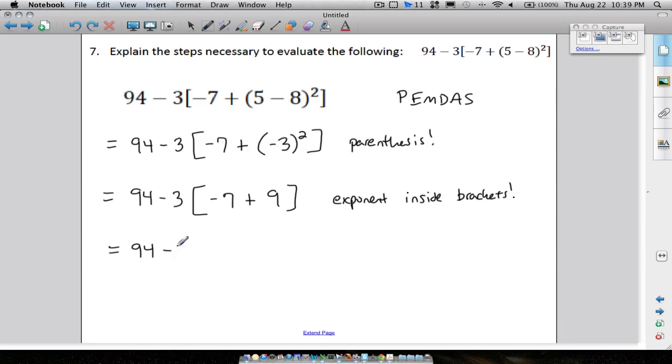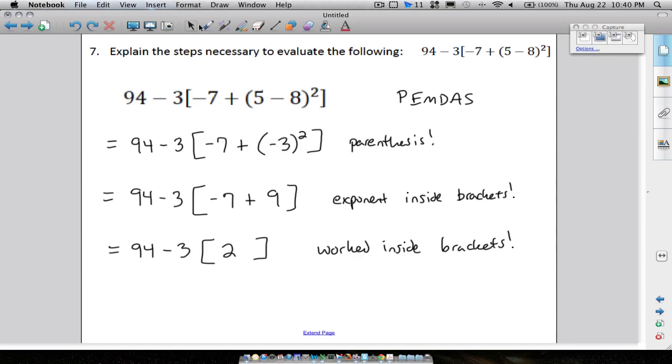So we have 94 minus 3, but inside these brackets, we now have -7 plus 9. Since these two signs are different, you subtract and keep the sign of the bigger number. -7 plus 9 is a +2. So what you did there is you worked inside brackets. And now, what do we do in our next step?